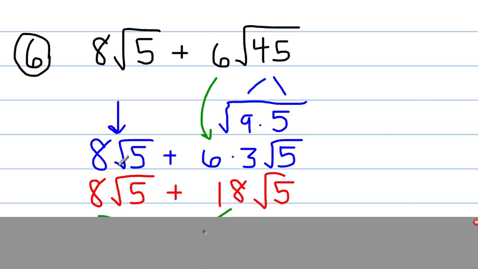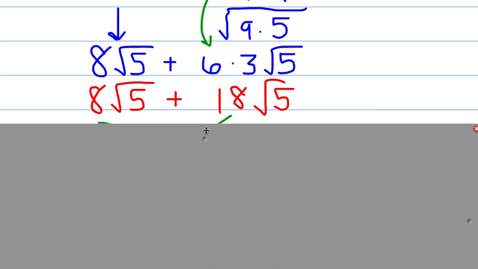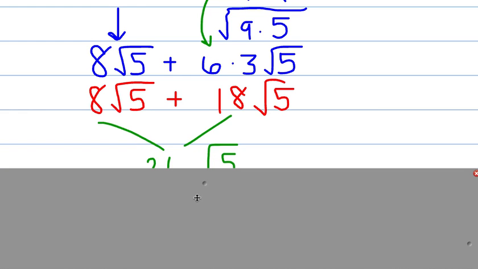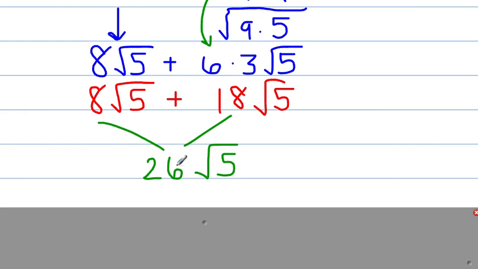And we just continue to bring down 8 times the square root of 5 since this was simplified from the beginning. So now we have like radicals, and we can combine the terms out front. So 8 plus 18 will give us 26, and we carry down our square root of 5 since they're like radicals. So our final answer will be 26 times the square root of 5.